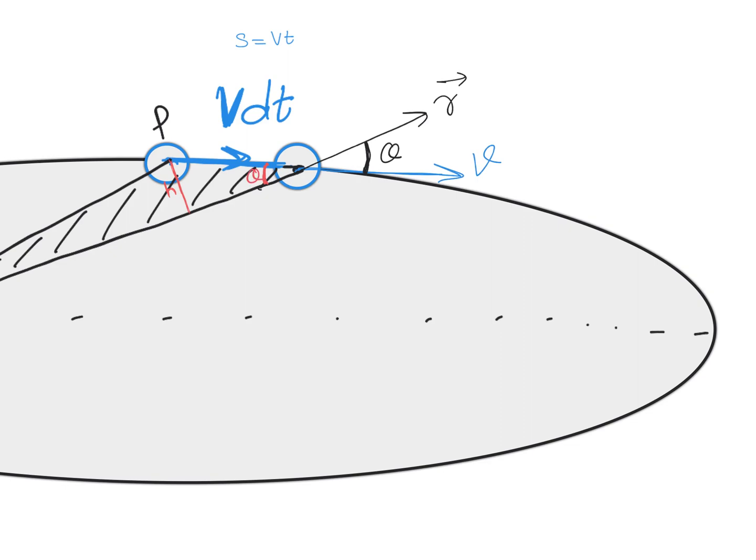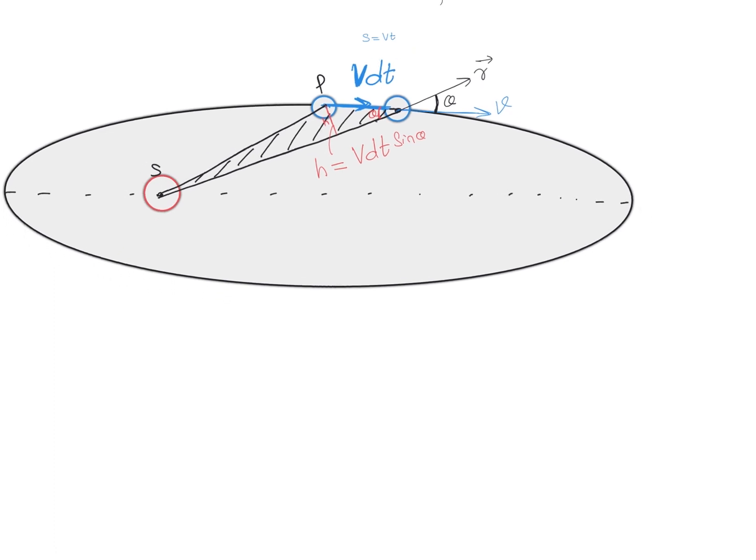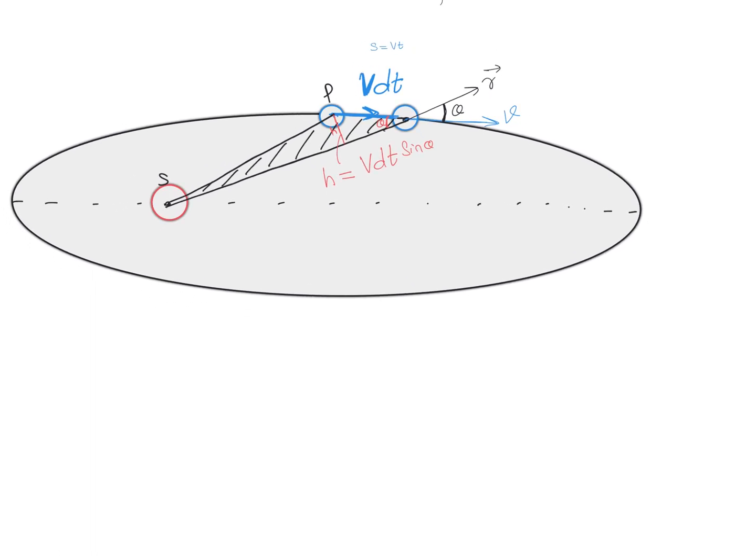So we can find out the component of this Vdt along this direction. You can observe that there is a right angle triangle over here. From this right angle triangle we can write, this is Vdt. So this component is going to be Vdt cos theta, and this component is going to be Vdt sin theta. So we can write the value of this height h, from this right angle triangle, as equal to V dt into sin theta.